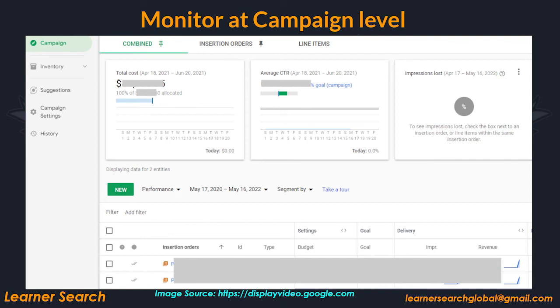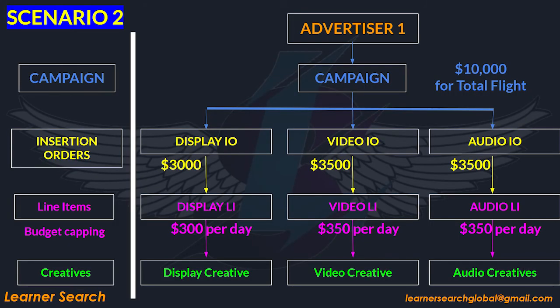This slide shows a combined view of IOs and line items under a single campaign. You can monitor delivery and performance of each IO here. If one line item under the respective IO doesn't spend, it has no effect on other line items under the same campaign. For example, in our case, if the display is unable to spend, just the display IO is impacted and the remaining 2 media types, video and audio IOs and their line items, are unaffected.